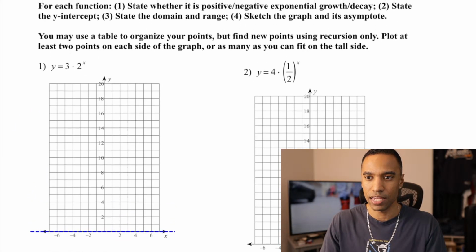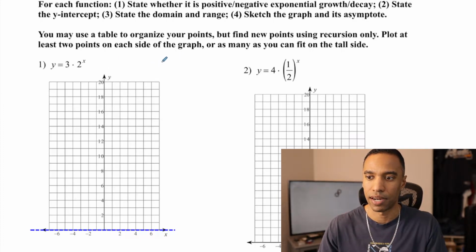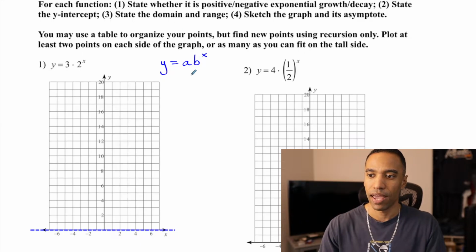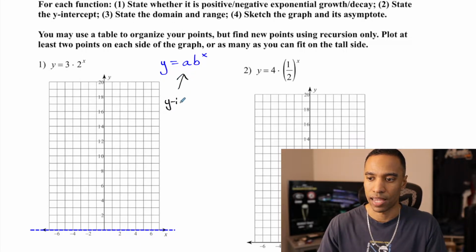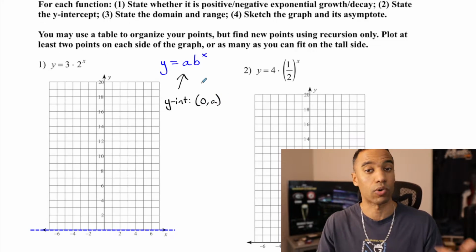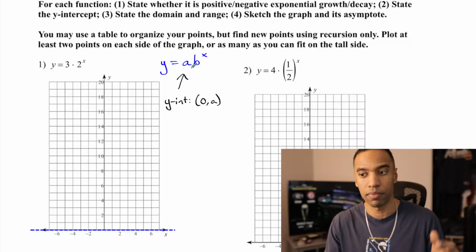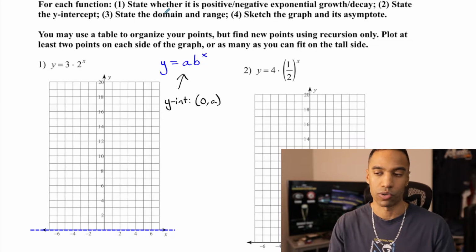I'm going to start with y equals 3 times 2 to the x power. Now, this is in the form y equals a times b to the x power. Now, a is going to represent our y-intercept. The y-intercept is at (0, a). This is where it crosses the y-axis. There's only one of them, and this will always be the case assuming no translation.